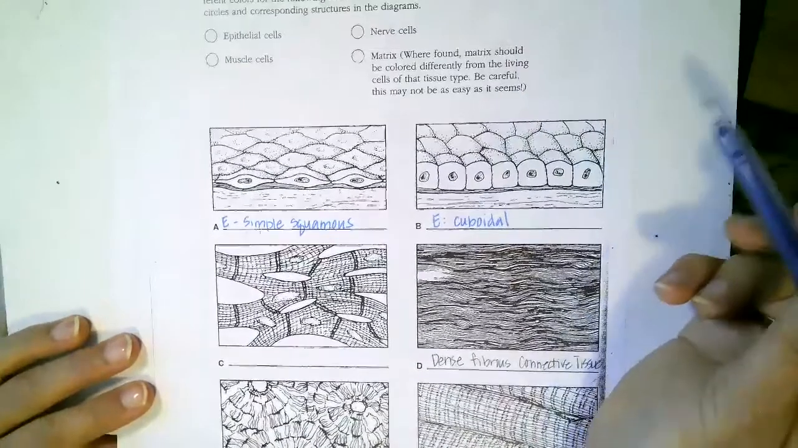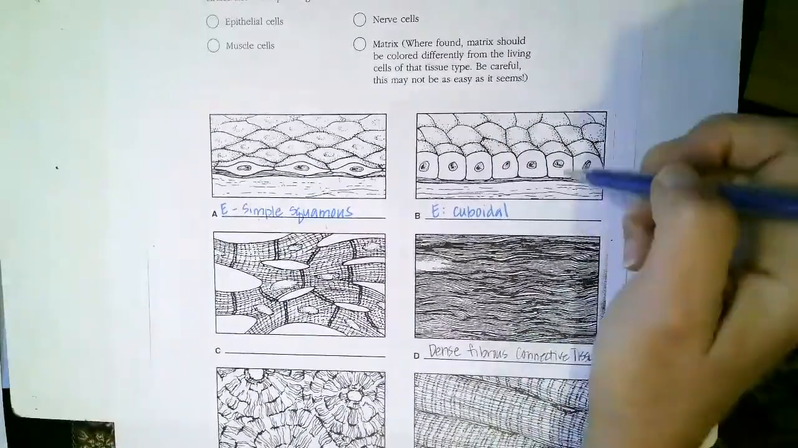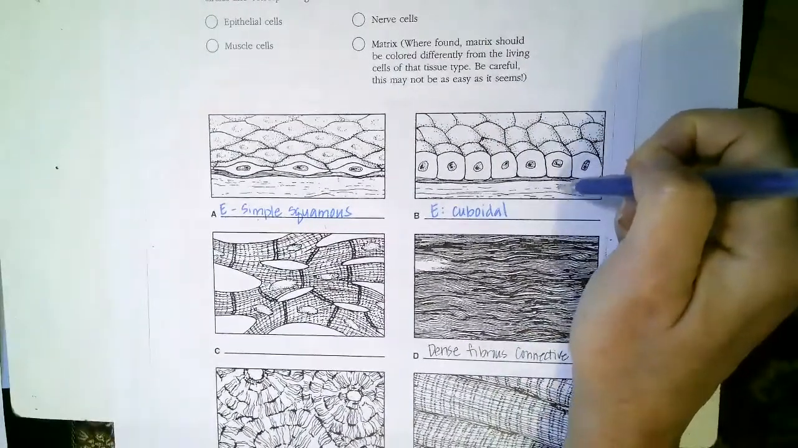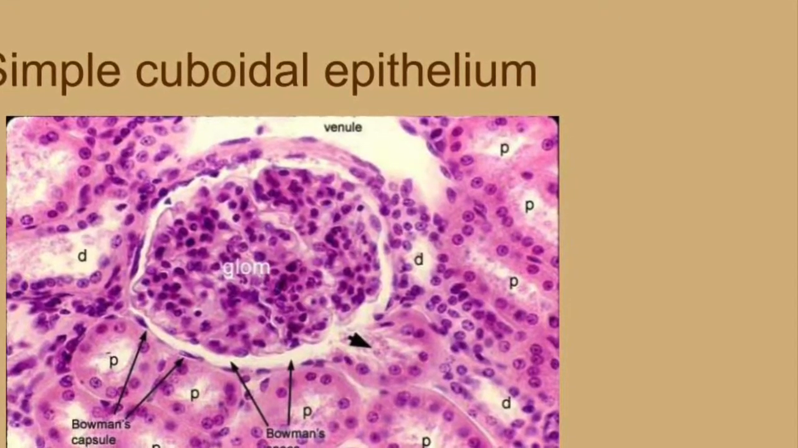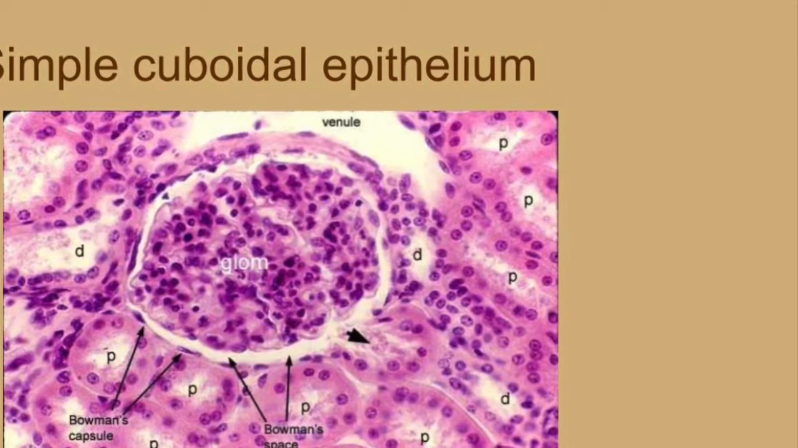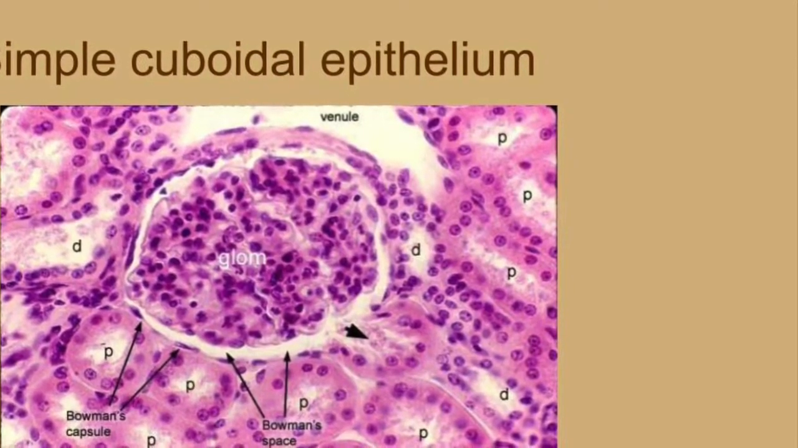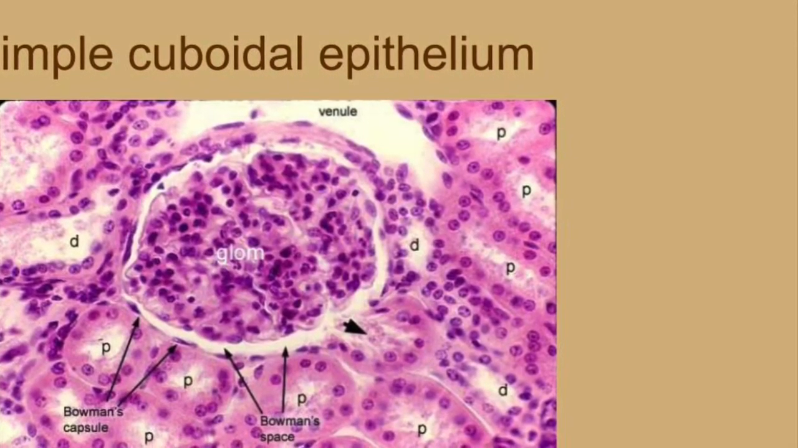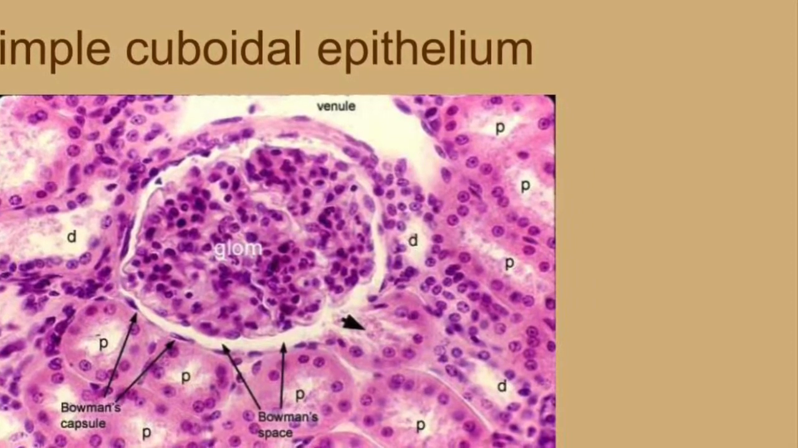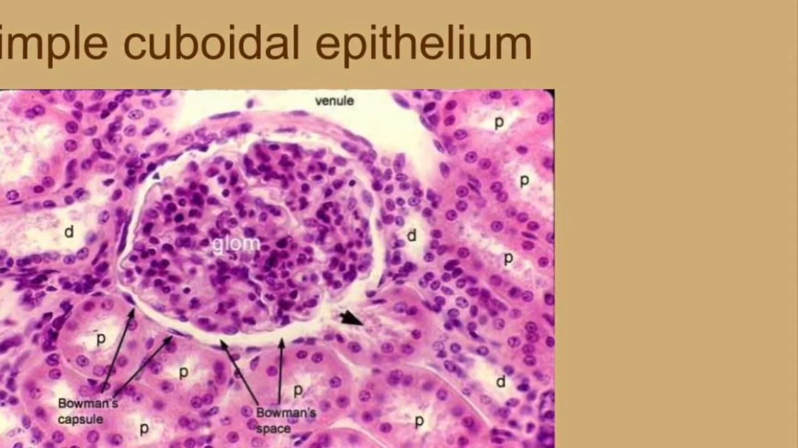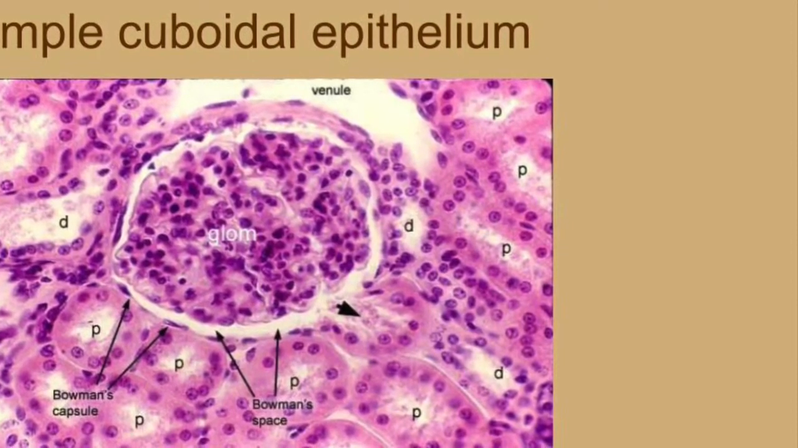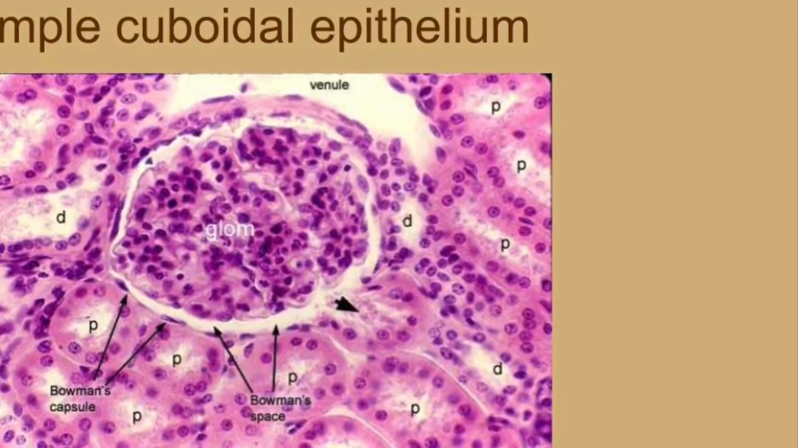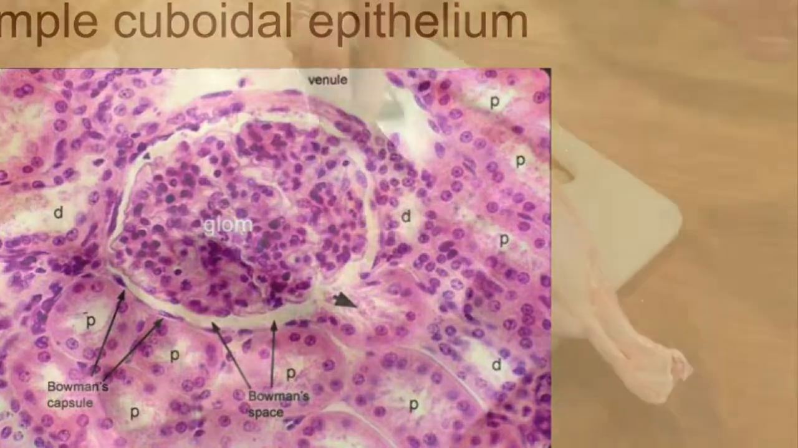Cuboidal epithelium makes up a lot of glands, like the glands found in your mammary glands and sweat glands. It can also be found in your kidneys. This is a cross-section of a kidney, and each one of those little circular tubes, the lumen is where the letters P's and D's are written, and each one of them is surrounded by a little ring of cuboidal epithelium that is making up the whole long tube. And in this case, they're probably absorbing more than excreting things.